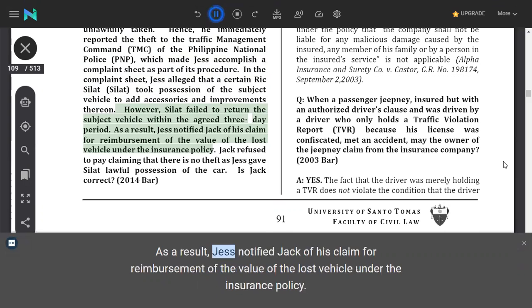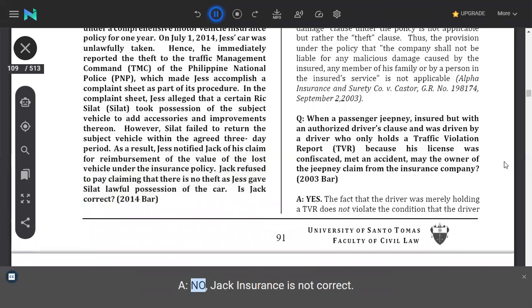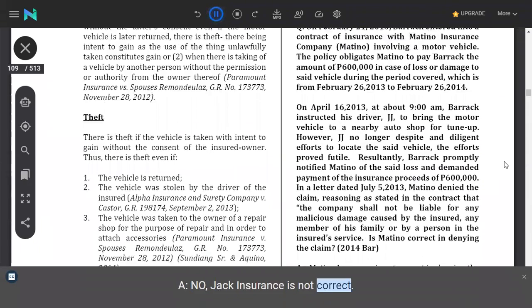As a result, Jess notified Jack of his claim for reimbursement of the value of the lost vehicle under the insurance policy. Jack refused to pay, claiming that there is no theft as Jess gave Silat lawful possession of the car. Is Jack correct? A. No, Jack Insurance is not correct.